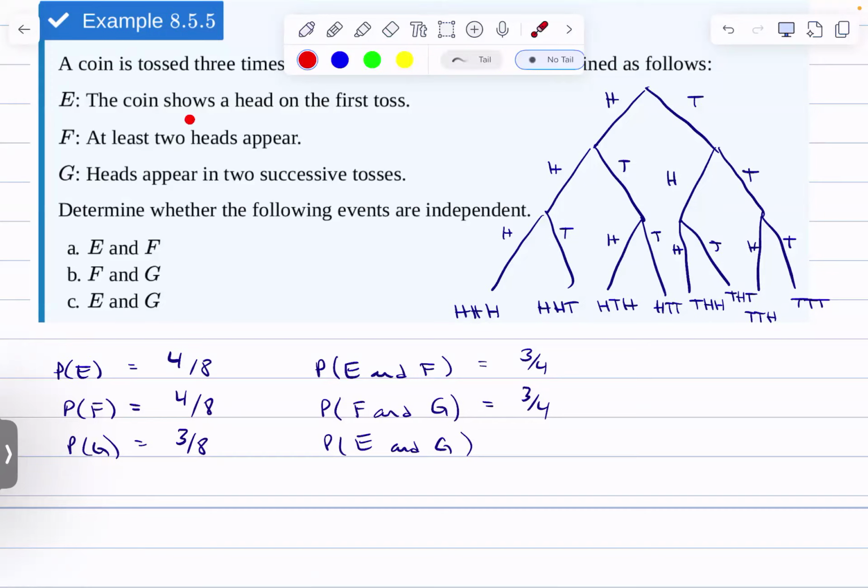E is the coin shows a head on the first toss, so we're restricted to these first 4 branches. And G, heads appear in 2 successive tosses, which is really only the first two. Right, so 2 out of 4.